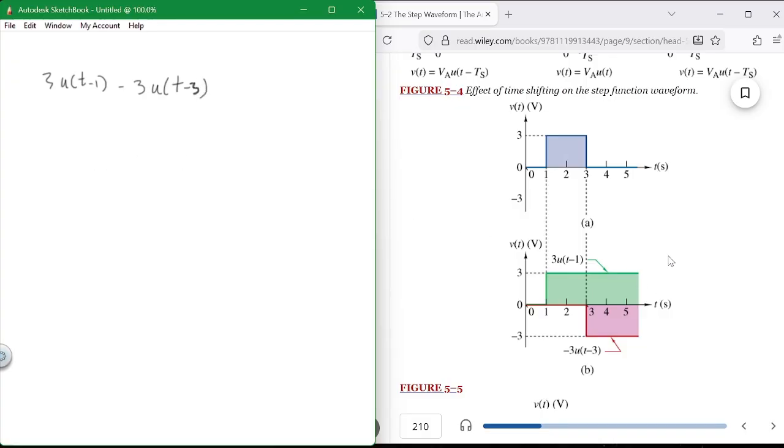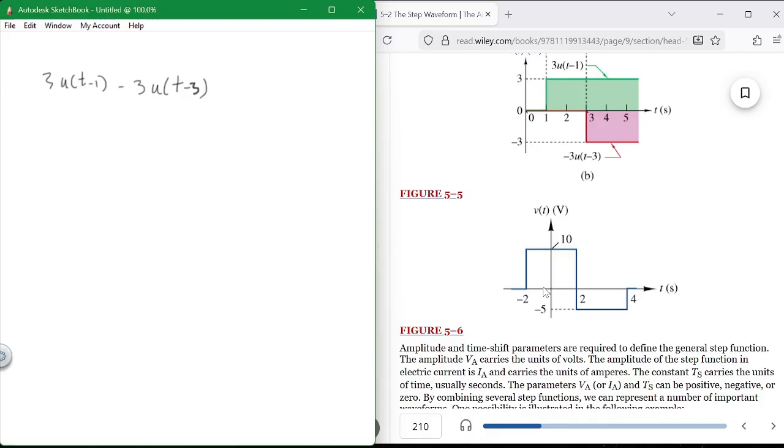So what you do is you subtract off a signal that does the same thing in the exact opposite way, and then you've built this signal. So this is 3 U of t minus 1 minus 3 U of t minus 3. To the left, it's plus on the time. To the right, it's minus.